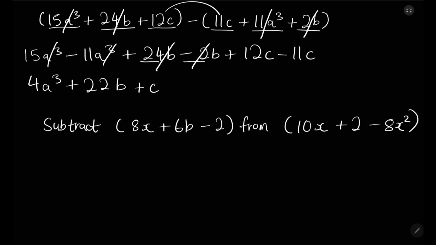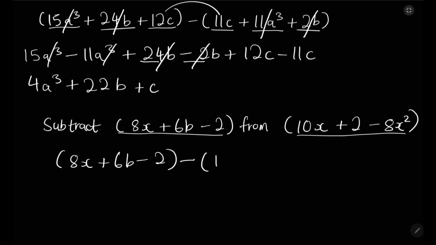Last question, subtract 8x plus 6b minus 2 from 10x plus 2 minus 8x to the power 2. So we can write this as 8x plus 6b minus 2 minus, because they said subtract this from that. So this is minus, in our bracket, 10x plus 2 minus 8x to the power 2.